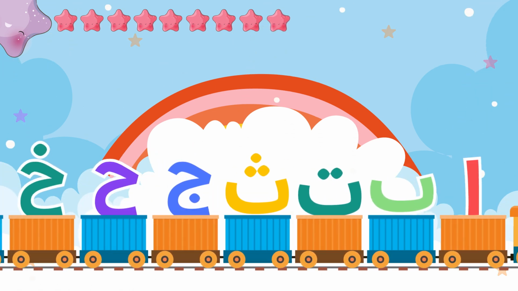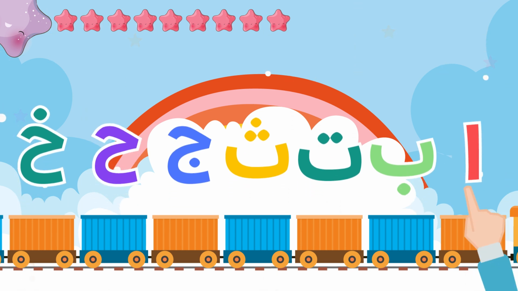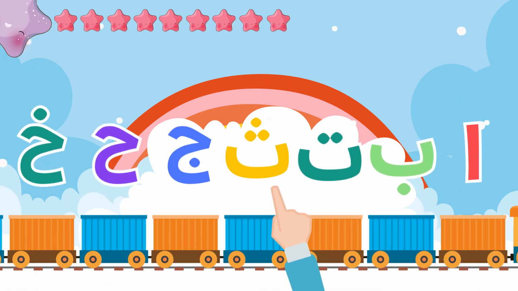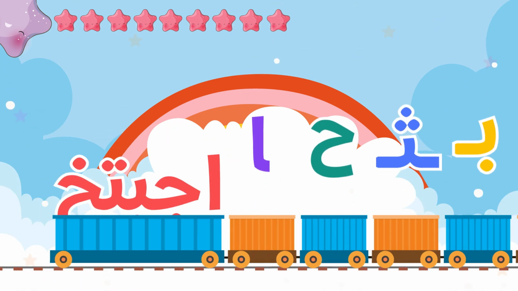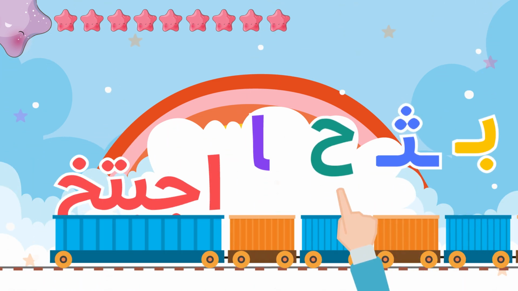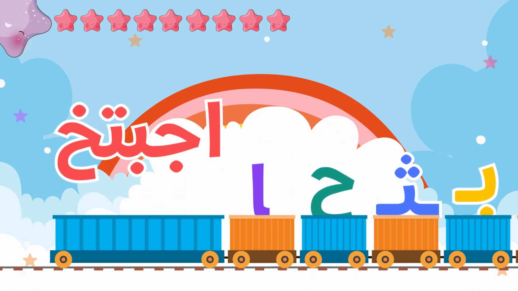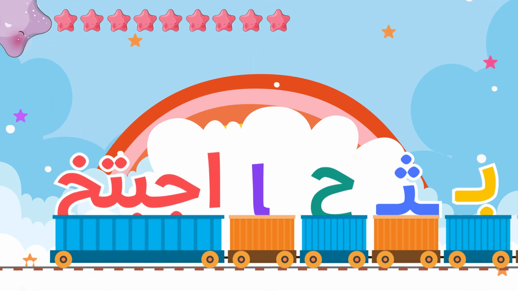Let's read the names of the next letters together. Alif, Baa, Taa, Thaa, Jeem, Haa, Khaa. Baa, Thaa, Haa, Alif. Alif, Jeem, Baa, Taa, Khaa. And very good job. You got 10 stars.